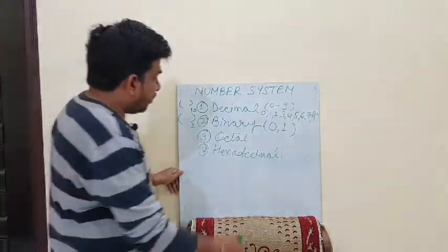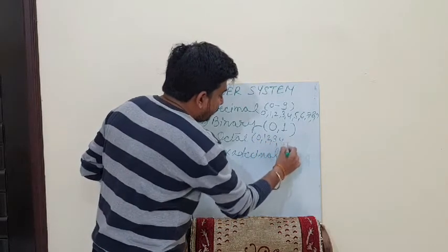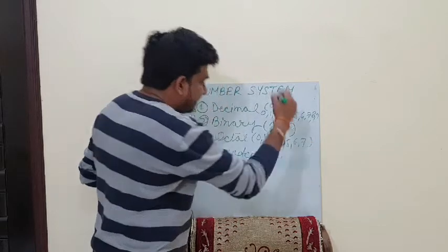Octal number system. Octal means 0, 1, 2, 3, 4, 5, 6 and 7.